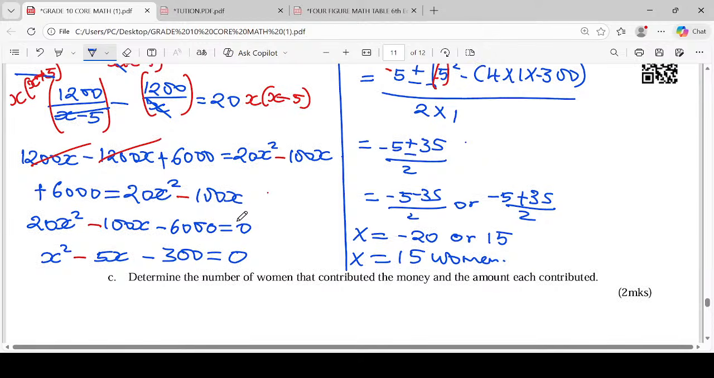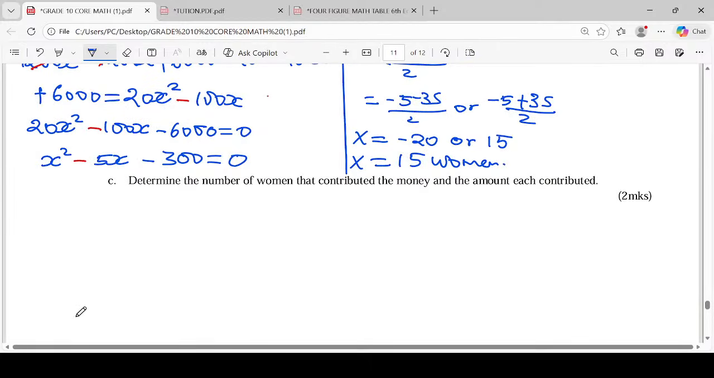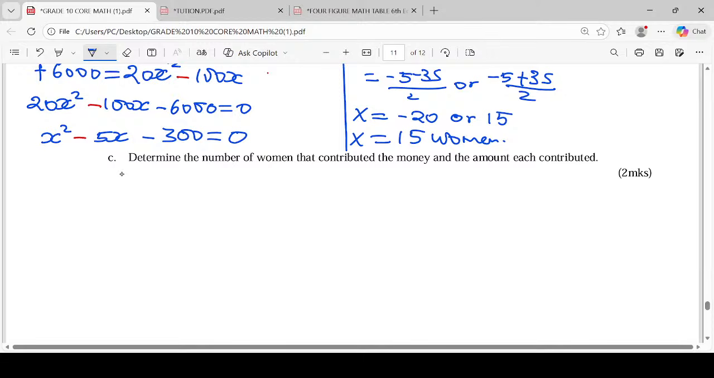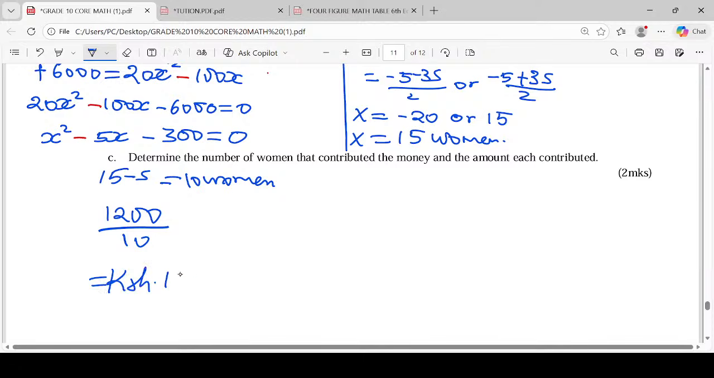Part C, determine the number of women that contributed the amount. So the number of women who contributed, because 5 were not able to contribute, will be 15 minus 5. This gives you 10 women. And these 10 women, because they were contributing 1,200 as total, divide by 10, it means each woman contributed 120 shillings.